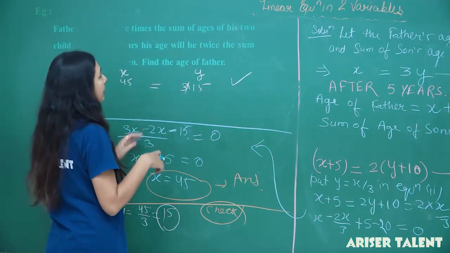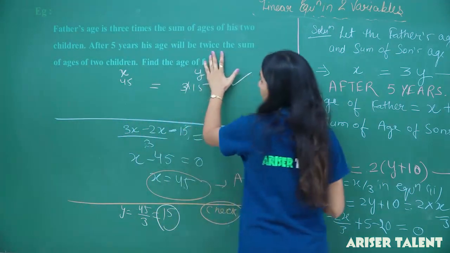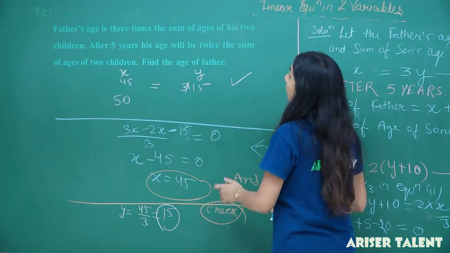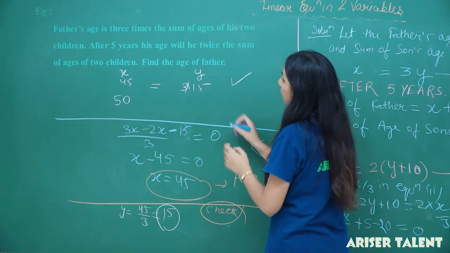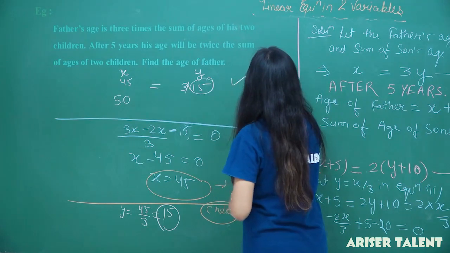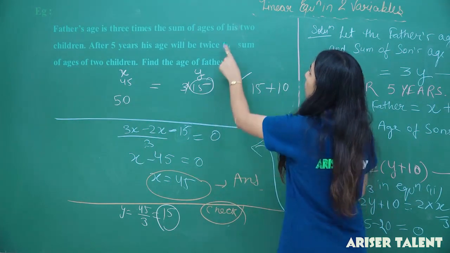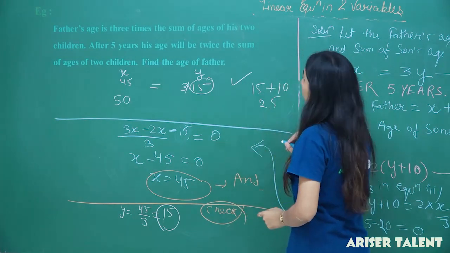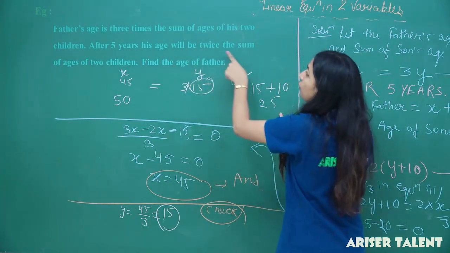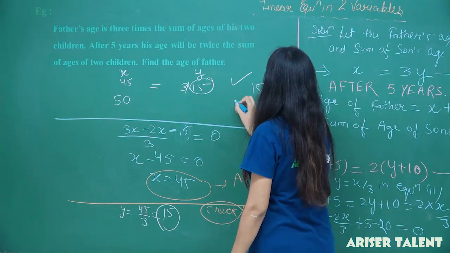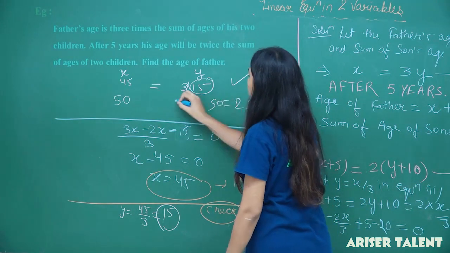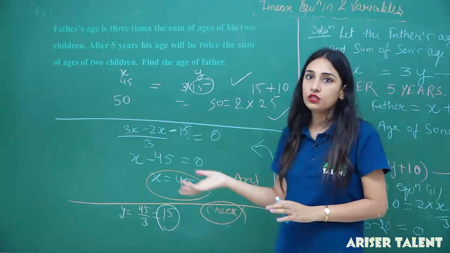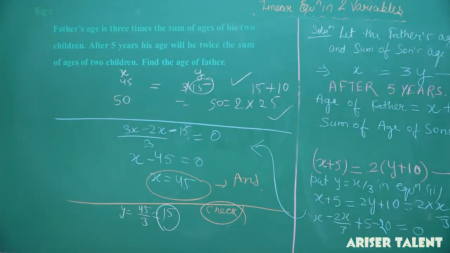Now in second, it's saying that after 5 years, it will become 50, right? And after 5 years, the sum was 15 plus 10, one from this son, one from another son. So 10, that will be 25. Now the age will be twice the sum of the ages. Sum is this and twice is again 50. So again 50 equals to 50, right? So we have completed successfully. So now noted students, so we can move forward.